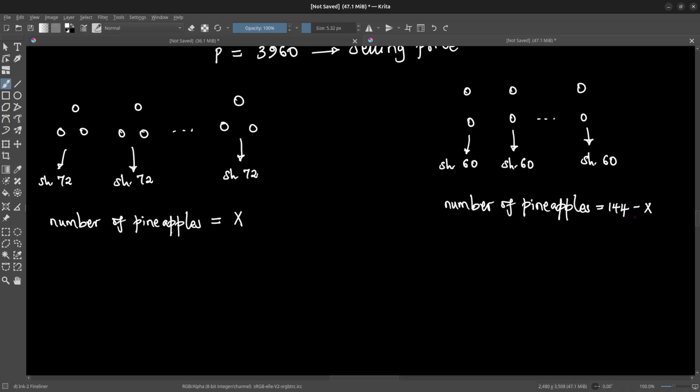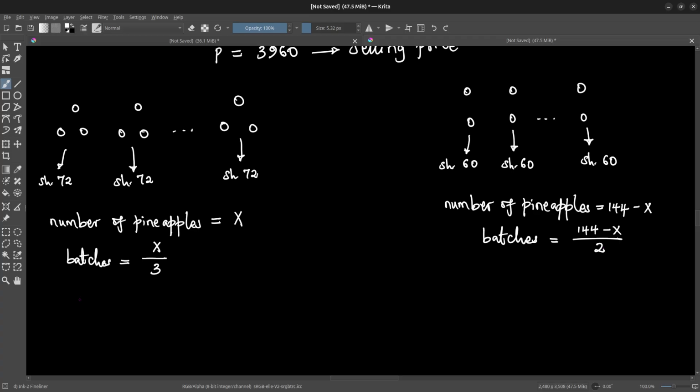Okay, and then how many batches of the 3 batch pineapples do we have, right? To get the number of batches, we do the total number of the 3 batch pineapples over the number of pineapples in one batch, which is 3, because we have 3 pineapples in each of them. We do the same for this other side. The total number of batches will be the number of pineapples, which is 144 minus X, divided by the number of pineapples in a batch, which is 2.